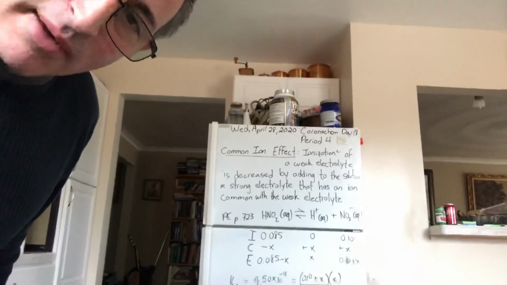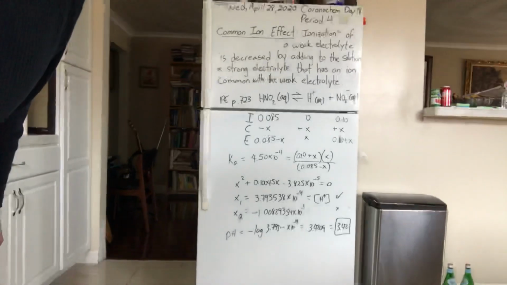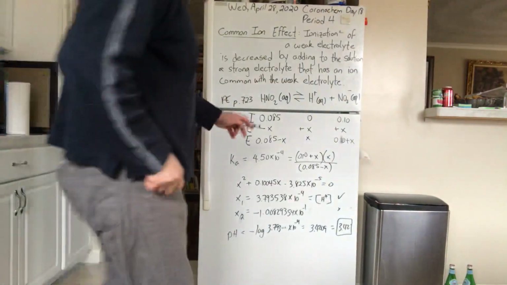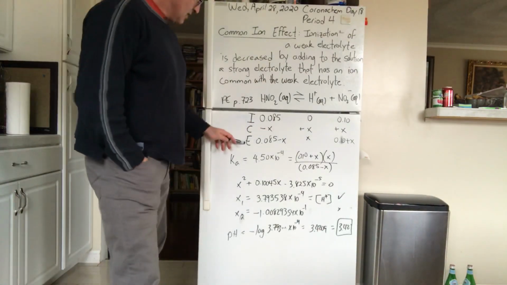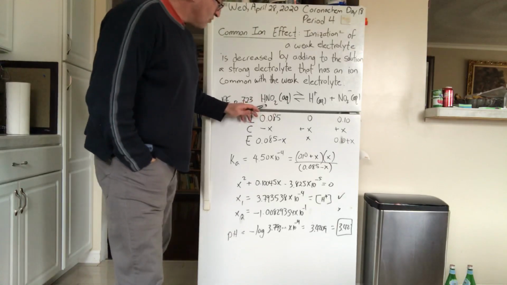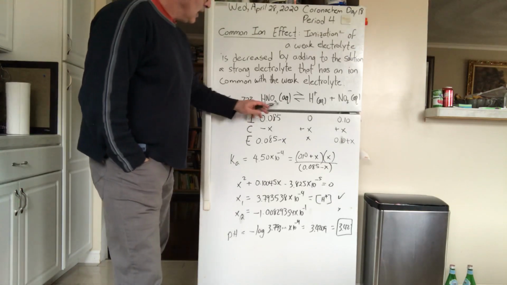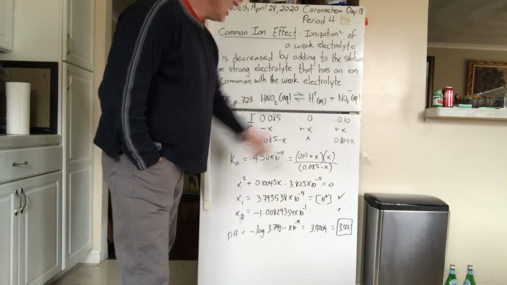I'm going to adjust the camera so you can see the calculation. There you go. So I set up an ice table. Here's the dissociation of nitrous acid, and you get proton and nitrite.